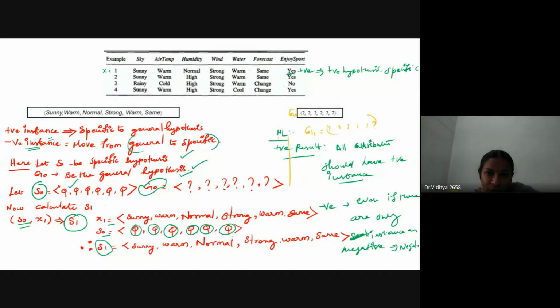Then next, we are comparing here sunny, warm, high, strong, warm, same. Initially we have the hypothesis like this: sunny comma phi, and it will return phi. Then warm comma phi, it is returning phi. Similarly it will go like that. Okay, then we are coming to the second row. The second row was also a positive instance only, so we have to move to the second row, where we will be calculating S2.